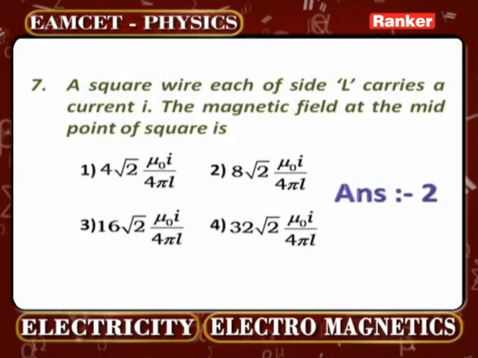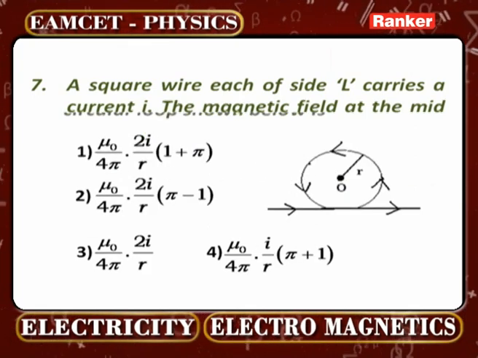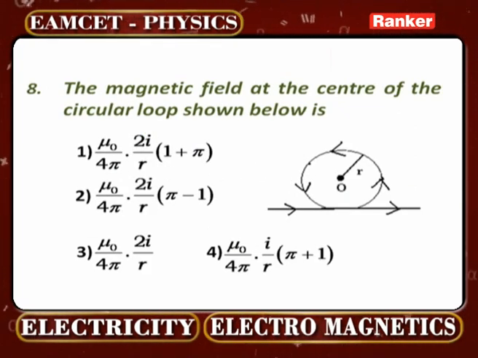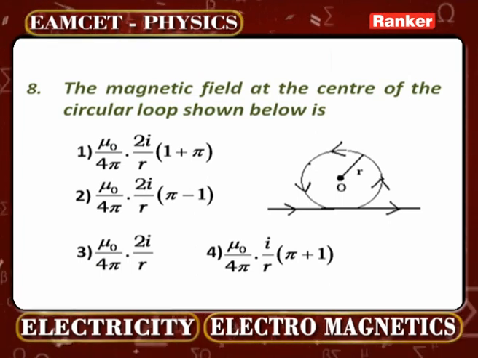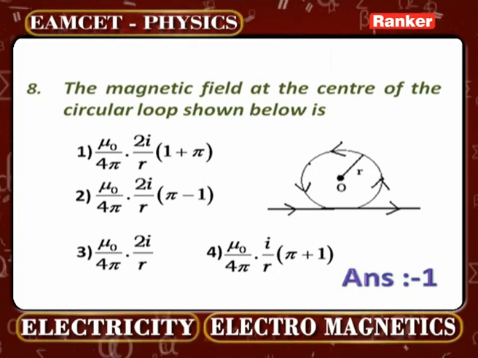So, one of the excellent models and very, very important model for us. Look at the next problem, problem number 8. The magnetic field at the center of the circular loop shown below is... observe very carefully the figure that has been given, observe carefully the direction of current that is flowing across the figure. What is the direction you see?